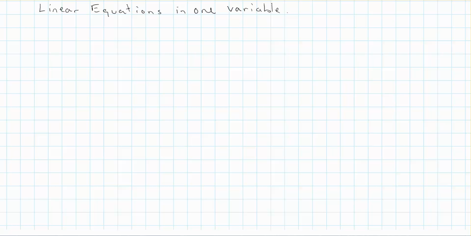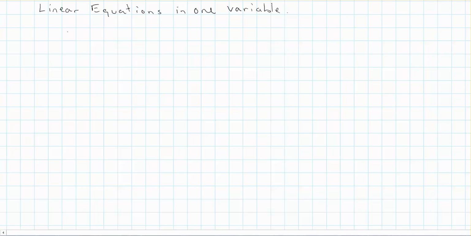In this video, we're going to move away from graphing and go back to linear equations in one variable. Basically, solving linear equations in one variable. Now this is something you're probably all familiar with, but we're going to talk about it. Before we get to it, there are three types of equations we can look at in one variable.